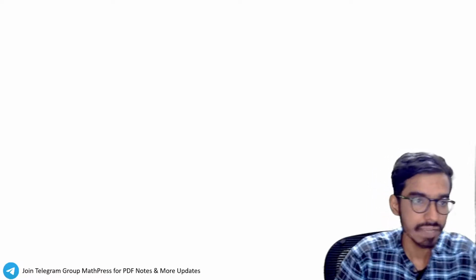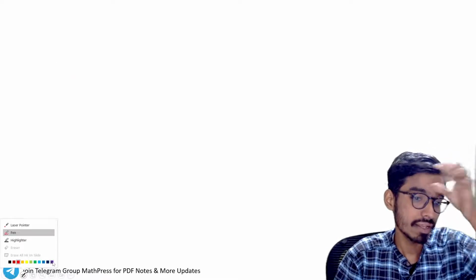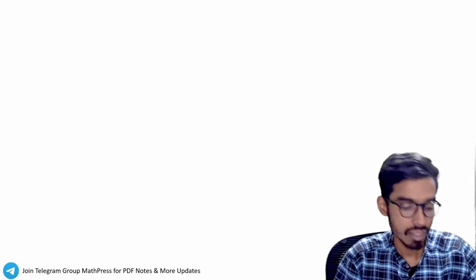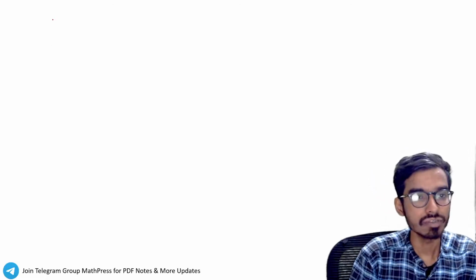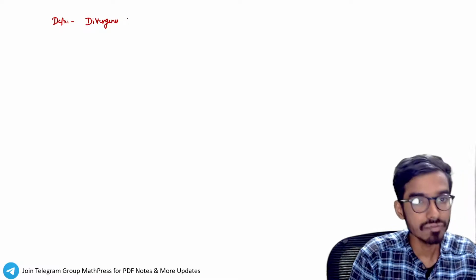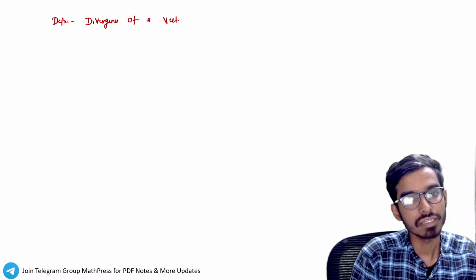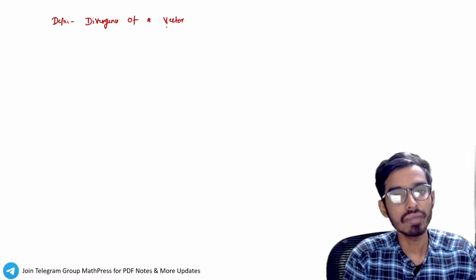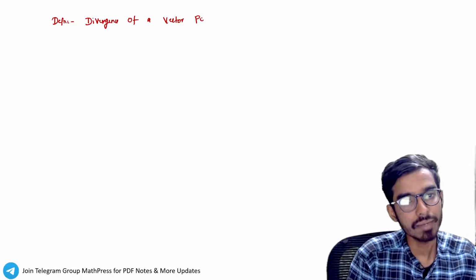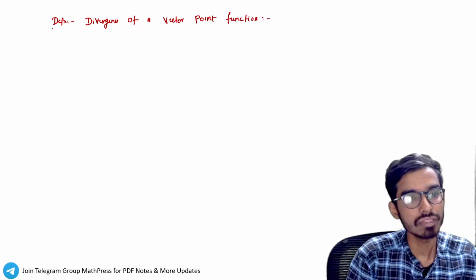We will define divergence of a vector point function. Earlier we defined gradient for a scalar point function. Now we're going to define divergence for a vector point function. So, definition: divergence of a vector point function. That is, if you give some input, the output will be a vector. So we will define this.